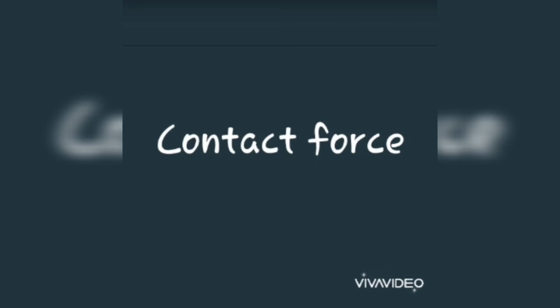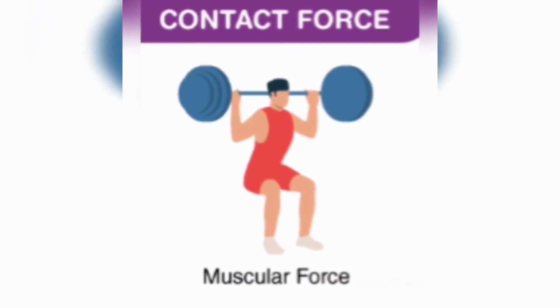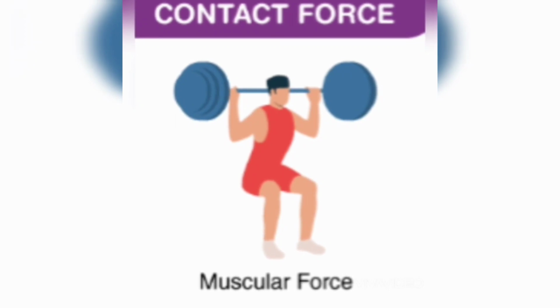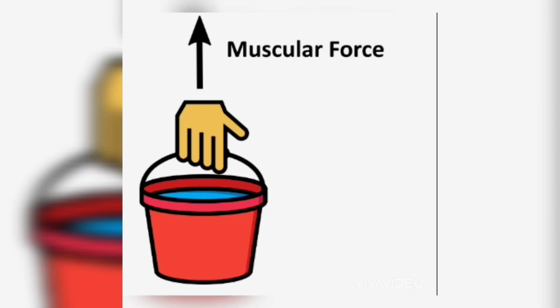Then what are the types of contact forces? Do you know? Muscular force. Muscular force is a contact force. Suppose when we push a table, we apply a force on the table. Where does this force come from? Can you guess? When you lift a bucket of water, there needs to be a force. Where does this force come from?